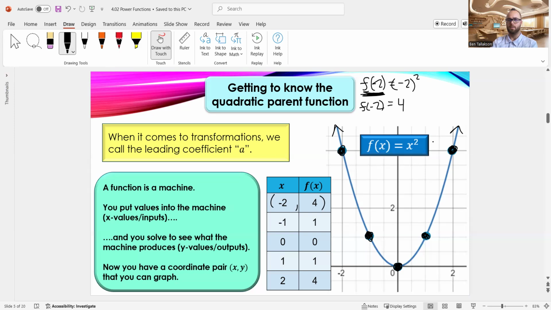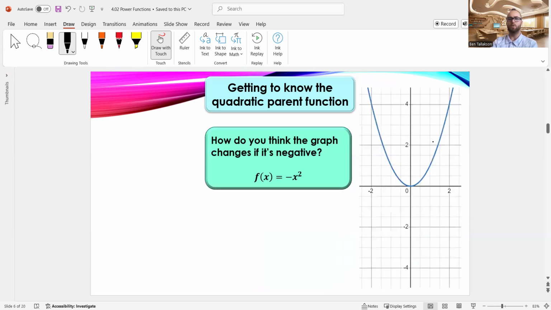Okay. So we know how to use functions to find points. We know what the parent function of a quadratic looks like. Now, that was a positive quadratic, correct? So what if we had a negative? So the same exact function, just except for that one negative sign right there. How do you think that's going to affect the graph? Well, it's going to flip it over the x-axis.